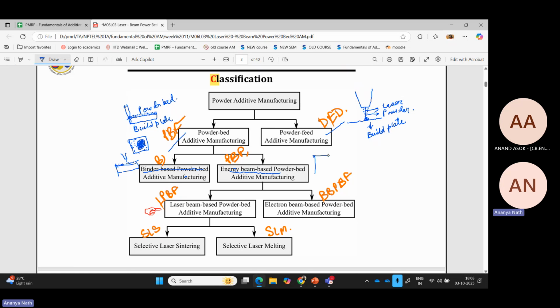Energy based means, if this is again the top view of the powder bed and the powder is spread over the build plate, the energy beam will scan like this and melt and solidify the part that you want to make. So now this is the part which has been made using the energy beam. The energy beam can be laser, or the energy beam can be electron beam, EB. Then in laser, as I said, we have two processes: selective laser sintering and selective laser melting. Melting means complete.